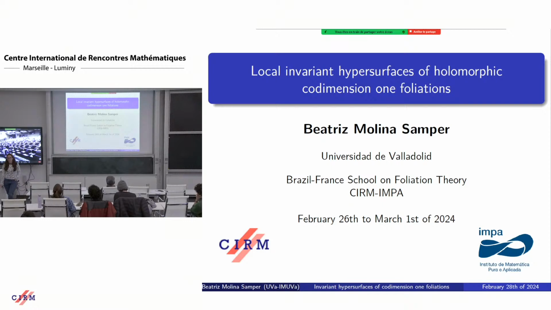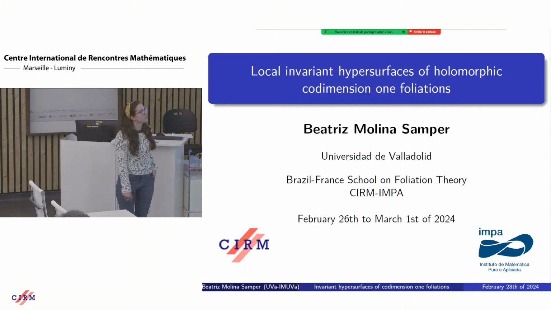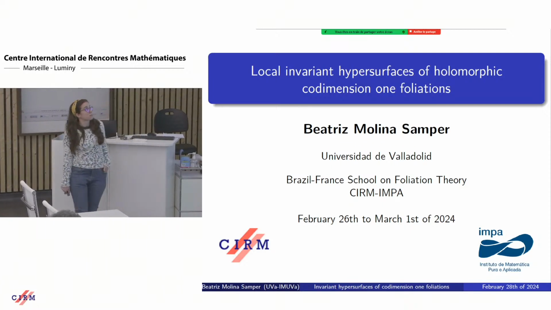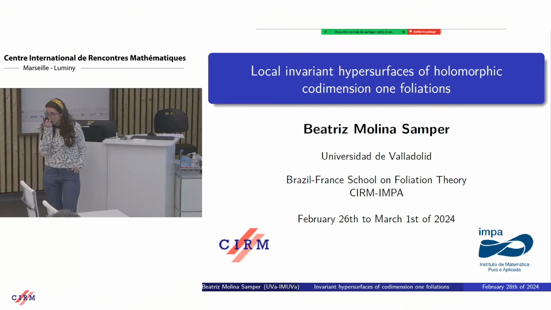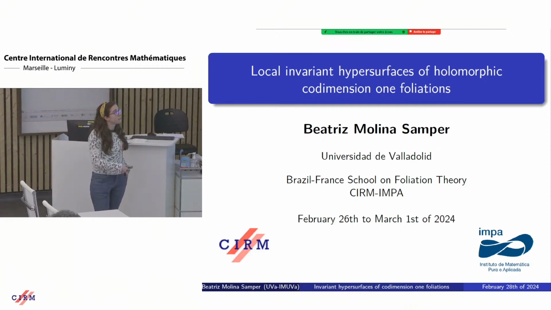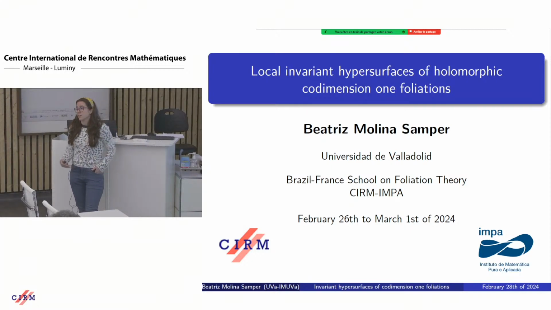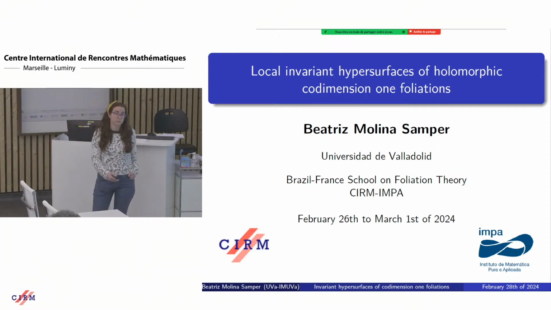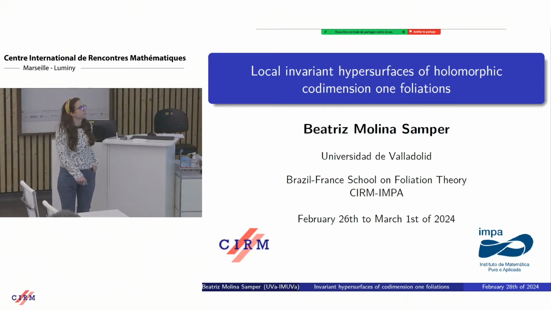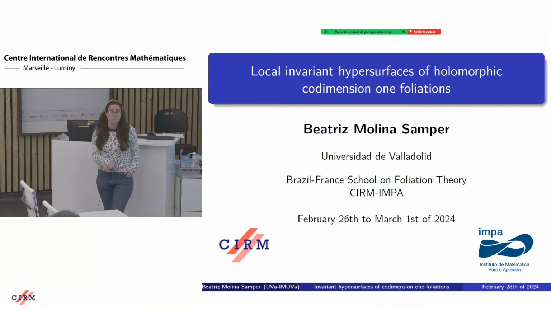Okay, so, well, thank you very much for the opportunity to give a talk and for organizing this beautiful course on foliations. So I want to talk about a classical problem in the theory of local holomorphic foliations, that is, the problem of existence of a separatrix. It is based on a survey that I have written recently with Felipe Cano.